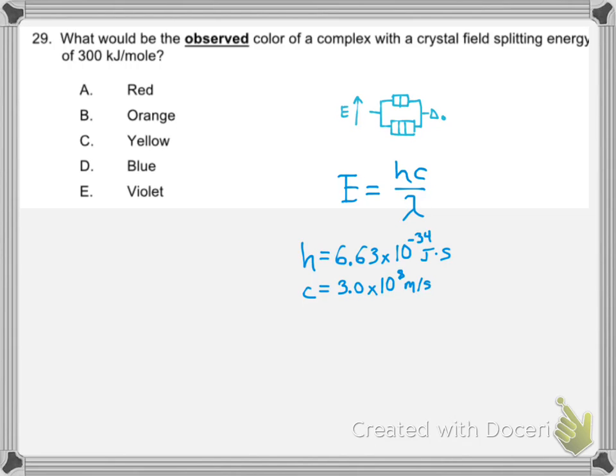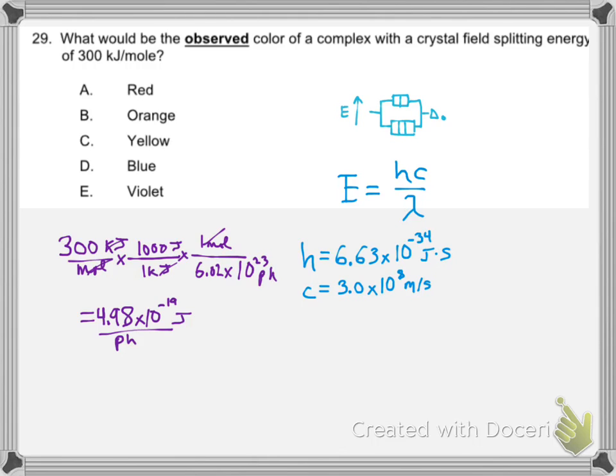So the first thing we're going to do is convert those 300 kilojoules per mole into joules per photon. So for every 1 kilojoule, there are 1,000 joules, and then in 1 mole, there are 6.02 times 10 to the 23rd photons. All right, so when we do this, moles will cancel out, kilojoules will cancel out, and we will get 4.98 times 10 to the negative 19th joules per photon. Now that's not a lot of energy, but remember, that's the energy in one measly particle of light. So we'd expect it to be pretty small here.